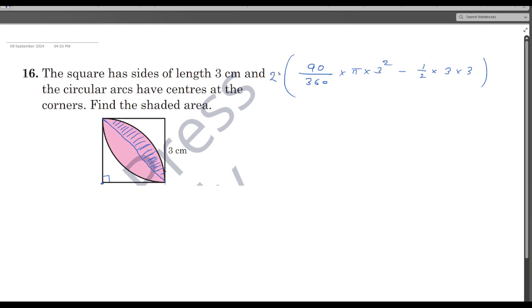So the total shaded part, if I see, is 2 times this. So let us first find out the bracket, which is 90 divided by 360 times pi times 3 square minus 9 divided by 2. So 2.568. Now this whole I will multiply by 2. So 5.137, that is 5.14. So this is your total shaded area, 5.14 centimeter square.